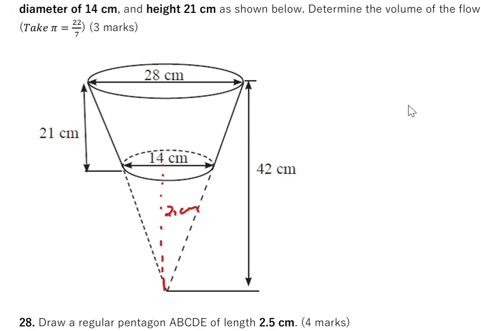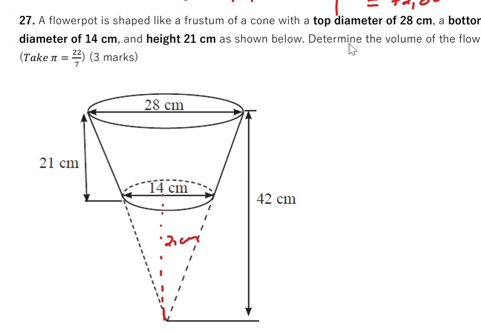So the volume of this flower pot will be, we know that the volume of a cone is a third pi r squared h. So it will be the volume of the whole cone minus the volume of this cut cone, the removed cone, which is dotted. So minus a third pi r squared h. I'm going to use small r for smaller radius, small h for smaller height, capital R for bigger radius, capital H for bigger height.